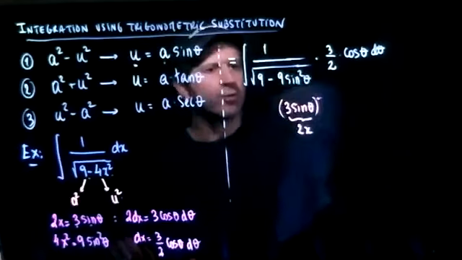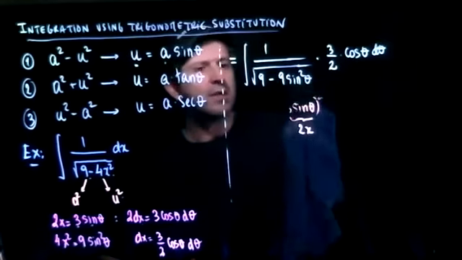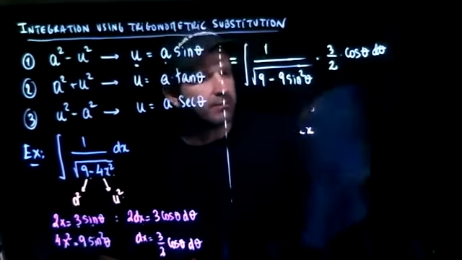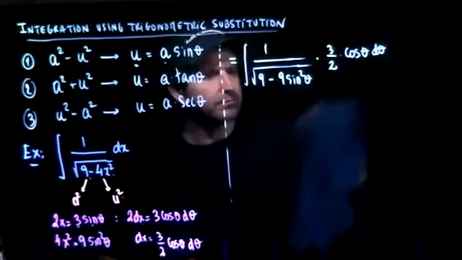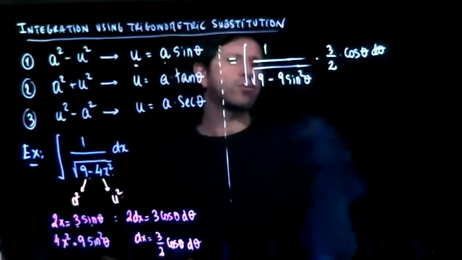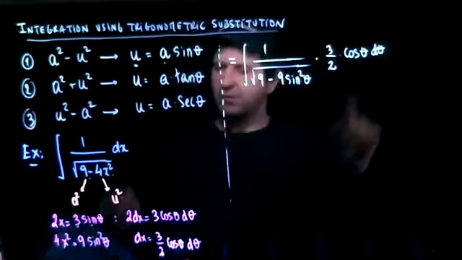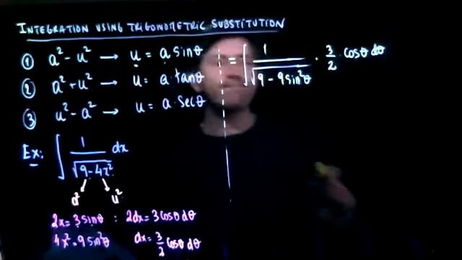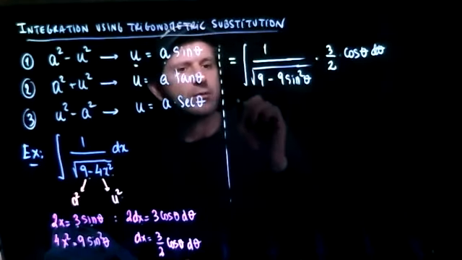So this is what I end up with. I end up with the integral of 1 over the square root of 9 minus 9 sine squared theta, times 3 over 2 cos theta d theta, right here. This is just by replacing everything in what's in blue here. Now let's work on this integral.